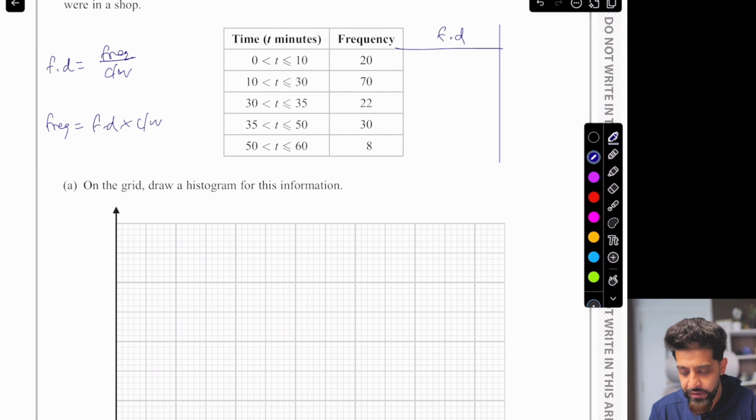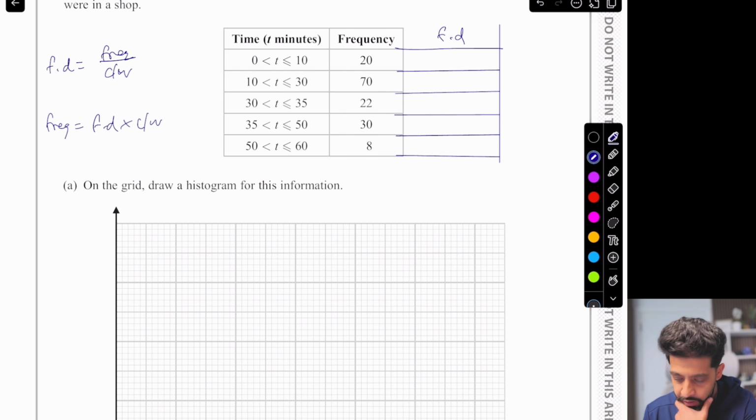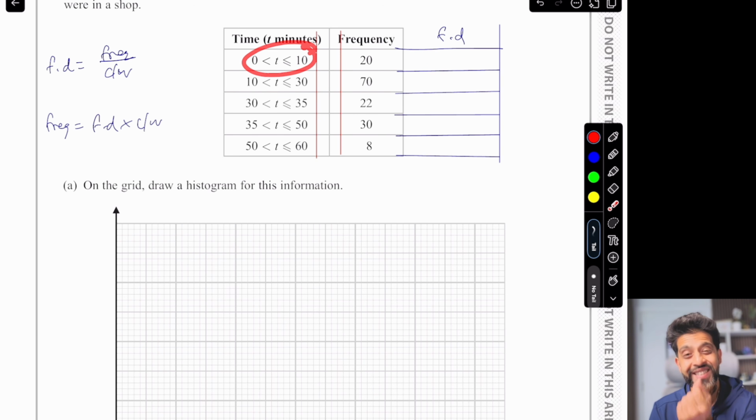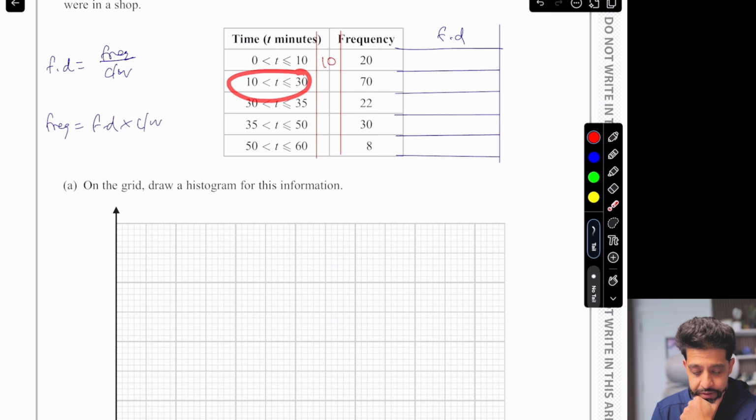Okay, so we add that column here and just add some lines so everything's nicely structured. So what do we need? We need the class width. So what's the class width? The gap between 0 and 10 is 10. The gap here, 10 and 30, it's 20. The next one is 5. Then we have 15. Then we have 10. That's our class width. And our frequency is right there.